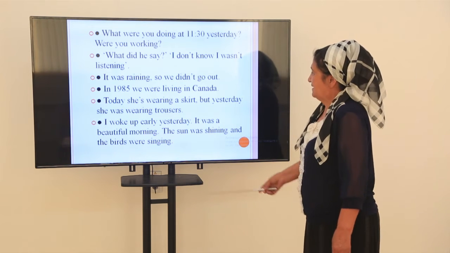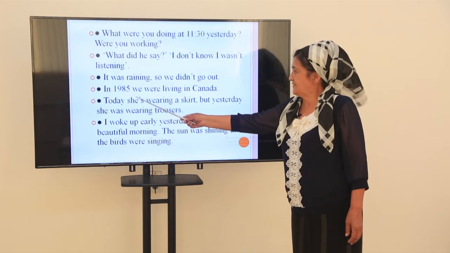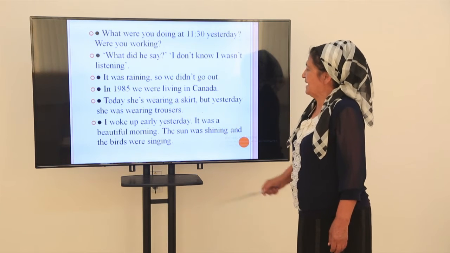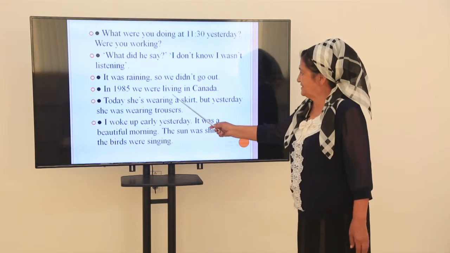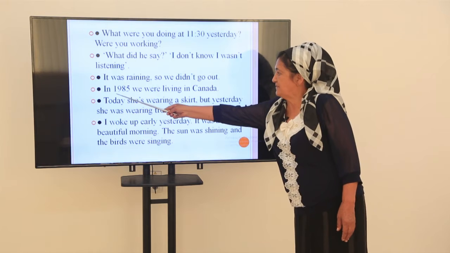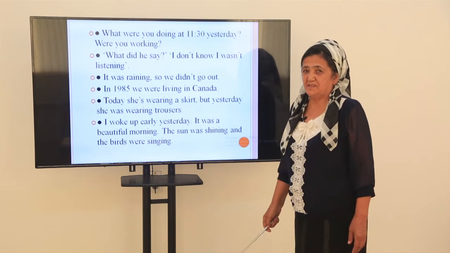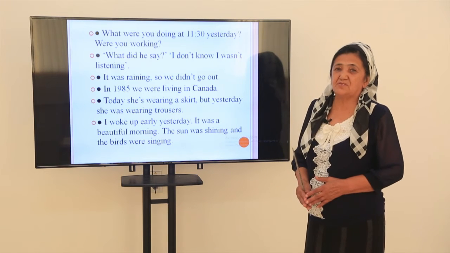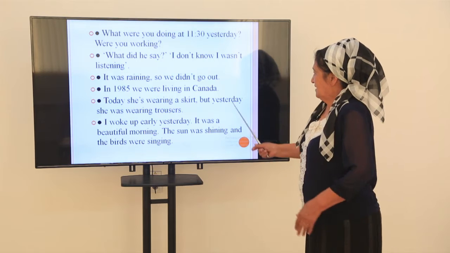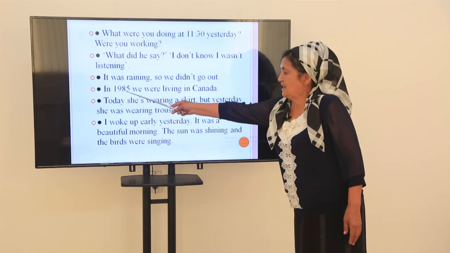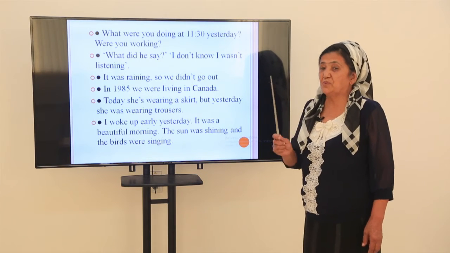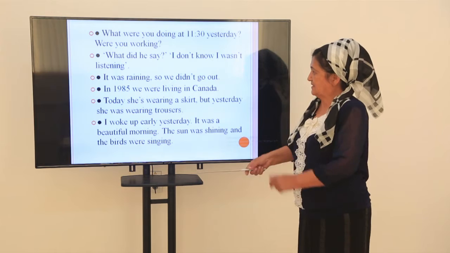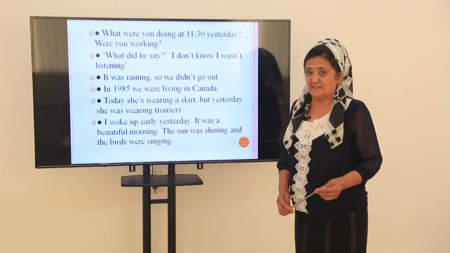Okay. The next. In 1958, we were living in Canada. The action is we were living, and the period of time is here. You see, the action is in duration. As you see, the time is in the past, but you were living in the period. That's why we say we were living in Canada.